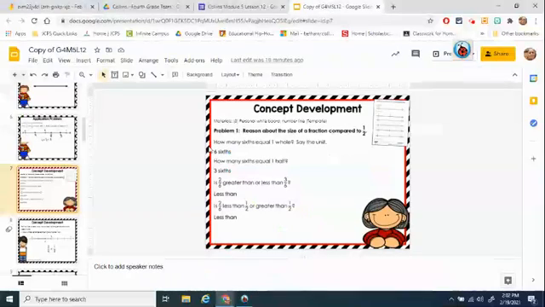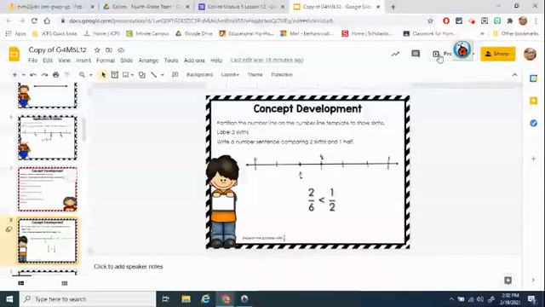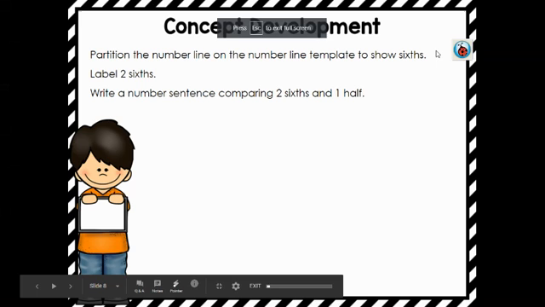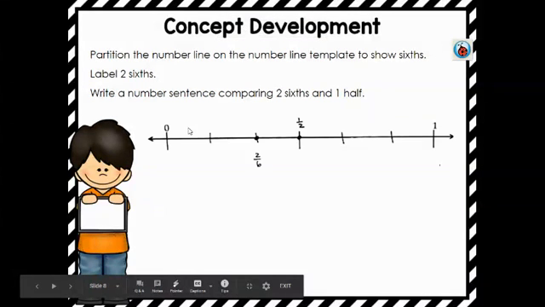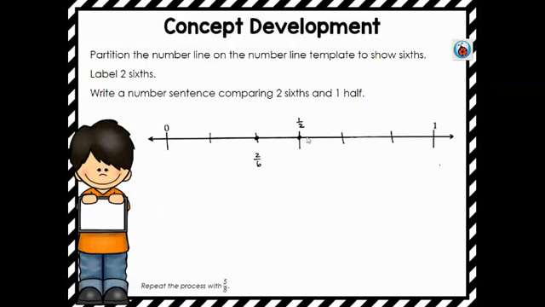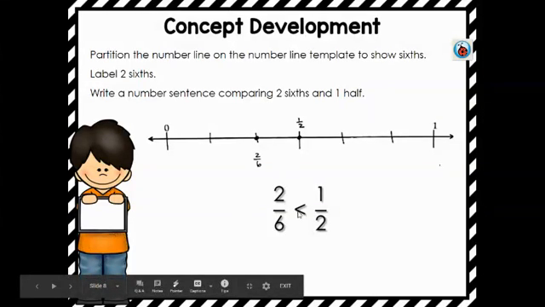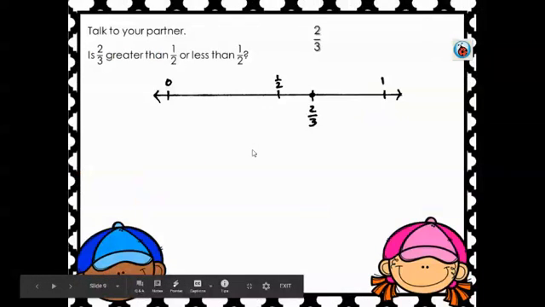Okay, let's go back here. And we're going to go here, and I'm going to present. Okay, so now we're going to be looking at 6ths. Here are my 6ths on a number line, and here's my 1/2, right? And so when we write that, we would say 2/6 is less than 1/2. We said 2/6 is less than 3/6, but it's also less than 1/2.